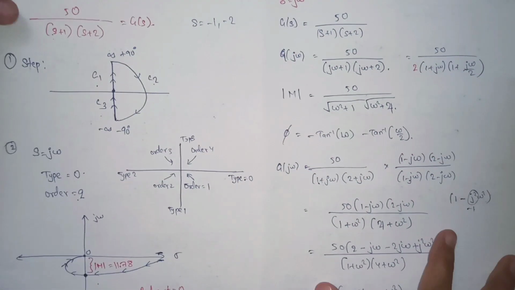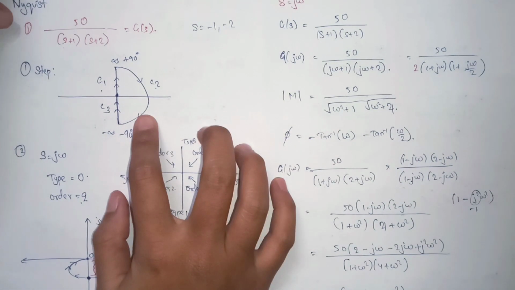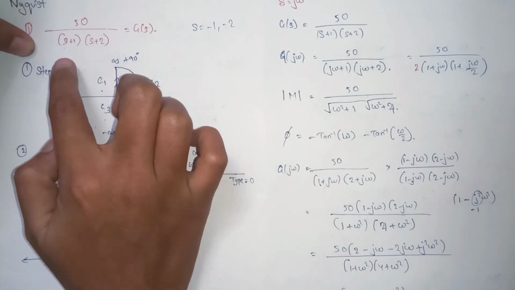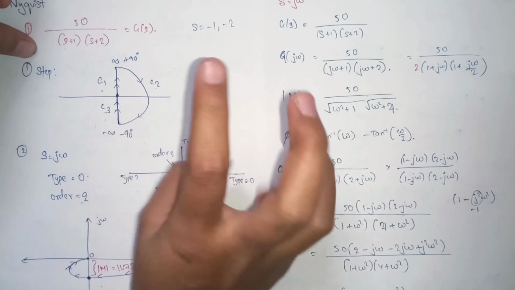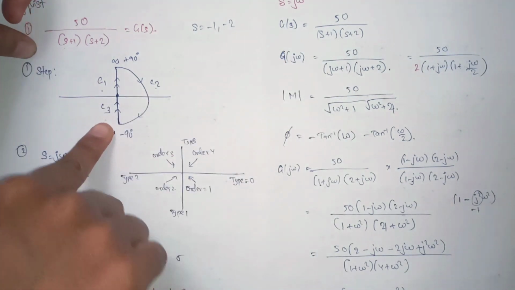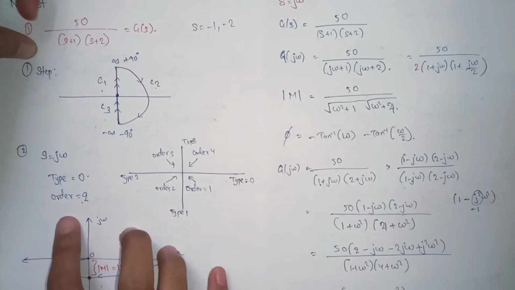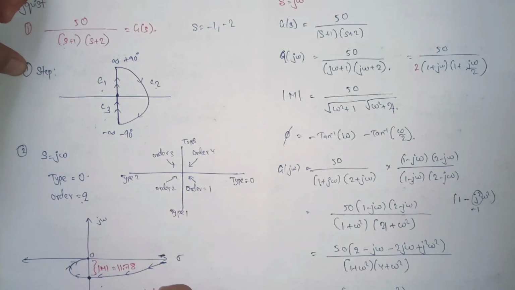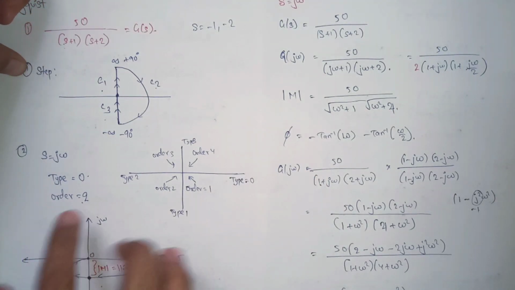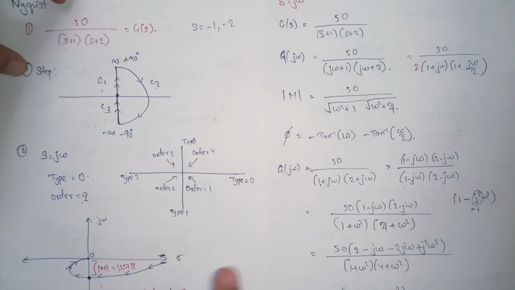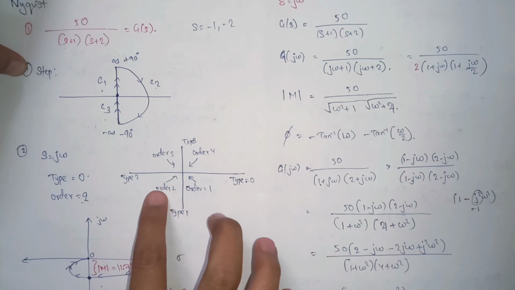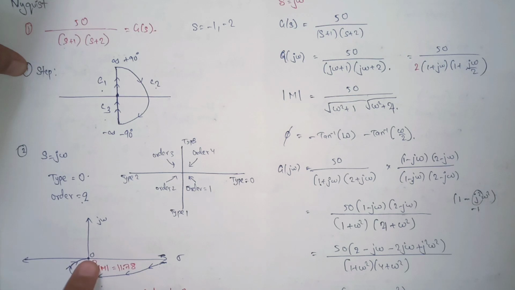So I'll just give a review on this. First step is to draw the contour based on the poles. If a pole is not there at the origin, it will have only 3 contours, that is C1, C2 and C3. If there is a pole at 0, it will have 4 contours. And in step 2, for drawing C1, we will see the order and type of the given system. So here we got type 0 and order 2. So it started from type 0 and ended into order 2.